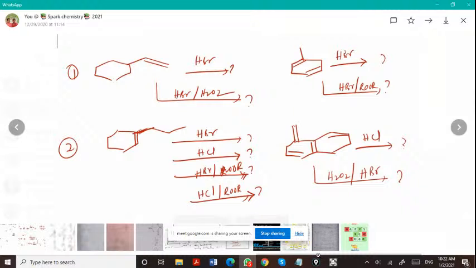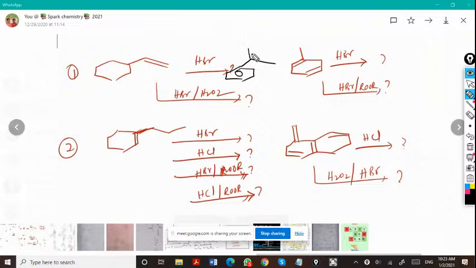So it will be according to the Markovnikov rule. So the Markovnikov product is going to form. Okay. So if at all HBr is in the presence of peroxide, free radical addition is going to happen. So the anti-Markovnikov product will be the major product. When it is Markovnikov, the addition is going to happen at the more substituted carbon and the more stable carbocation is going to form.